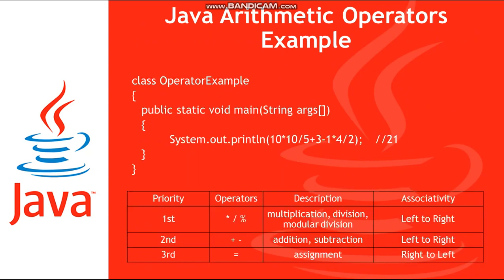So moving towards the next slide, class Operator example. This is the arithmetic operator example, showing how the arithmetic operation is executed in mathematical form. What is the correct order? Do we first do addition, subtraction, or what exactly? Starting from the first, going from left to right, we first evaluate multiplication, division, and modular division. After that, addition, subtraction, and at the last, assignment.